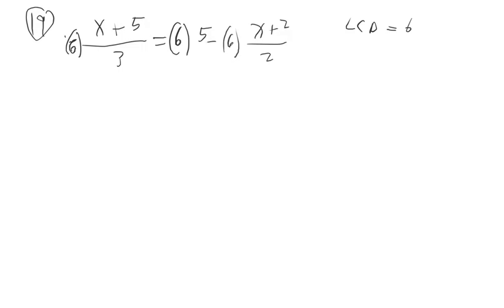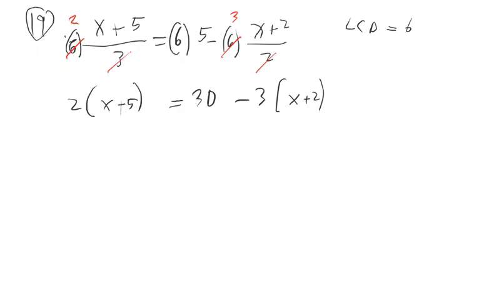So there we go. Now I'm going to cancel this 3 into the 6, and that leaves me with 2. And then this 2 into this 6, and it leaves me with 3. So what I have left is 2 times (x plus 5). Now, the 2 is times the entire group of x plus 5, so you have to put that in parentheses. Then you have 6 times 5, that's 30. And then the minus 3 is times the whole group that was in the fraction of x plus 2. So there we go. Then you distribute the 2.